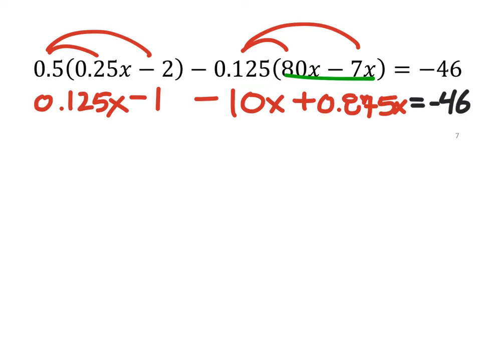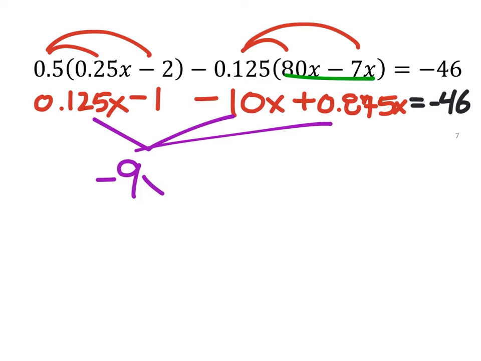Well, now there's lots of like terms to combine. Well, lots of x's to combine. And it's showing we got 0.125, it was positive, and then minus 10 of those x's, and then plus 0.875 of those x's. Shows us that that would result in negative 9 x's. I'm going to drop this negative 1. I didn't have any other operations to perform on any like terms to combine it with. And then this equals negative 46.